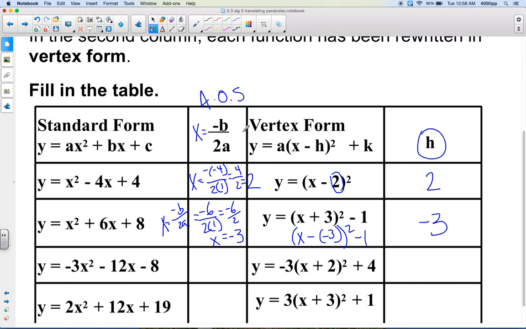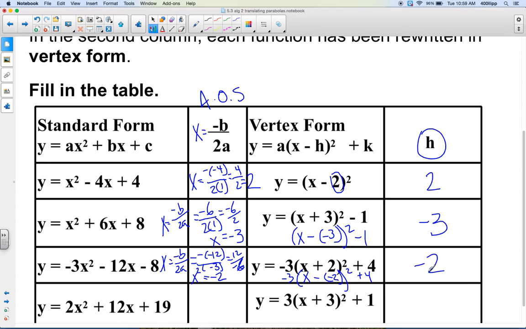Okay, well, let's do one more, and then we'll look at what we're finding here. So again, we plug it into -b over 2a. This is going to give us a -12 over 2 times -3. This is a 12 over -6. 12 over -6 is equal to -2. So x equals -2. And for this one, again, we're going to write it as x minus a number. So we have -3, x minus a -2 squared plus 4. So our h in this case is -2.